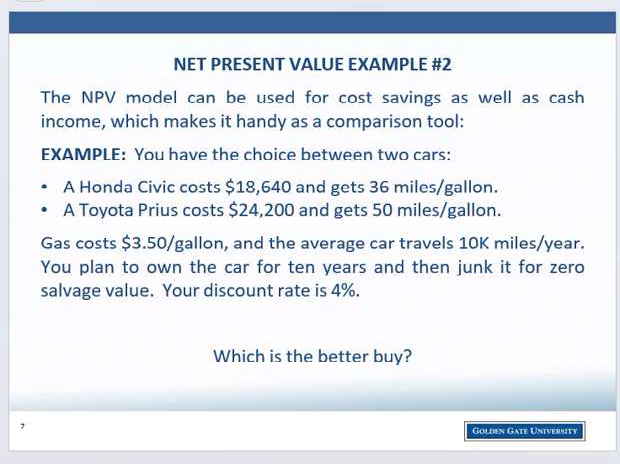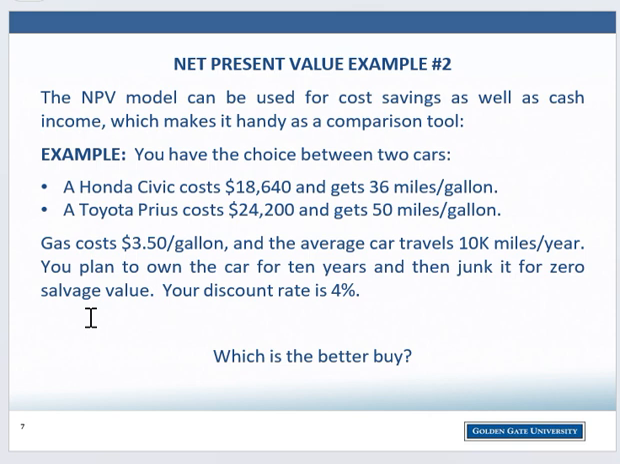Another example is cost savings. You can buy a Honda Civic or a Toyota Prius. Honda Civic costs $18,000. Toyota Prius costs $24,000. But there is typically better mileage on the Toyota Prius. So 50 miles per gallon versus 36 miles per gallon. And we are going to assume that the gas costs are going to stay relatively the same. It's going to be $3.5 per gallon.